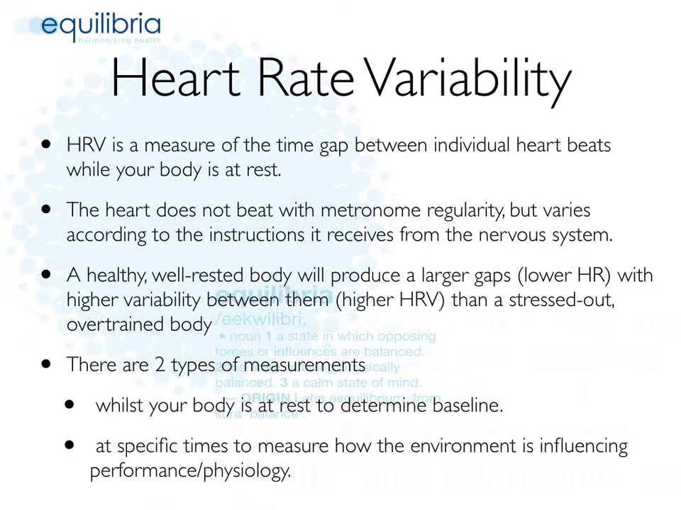The other type of measurement can be at a specific time, in order to measure how the environment is influencing performance and physiology. And this can either be before and after, still with 60 seconds, or can be 24-hour ongoing. I tend to use a kit called Firstbeat, all one word, from a company called Optima Health.